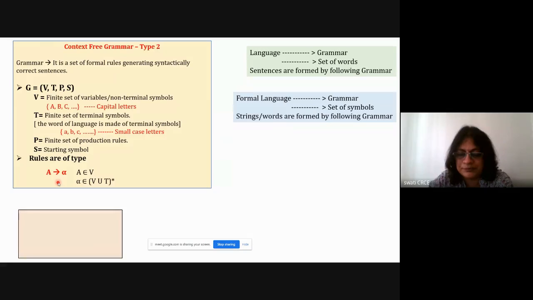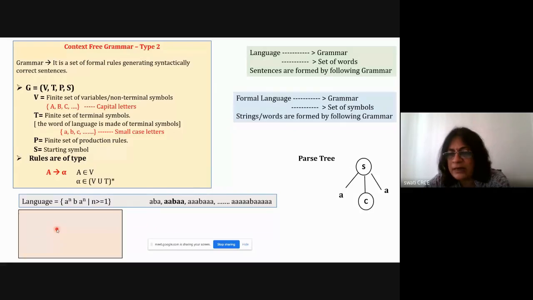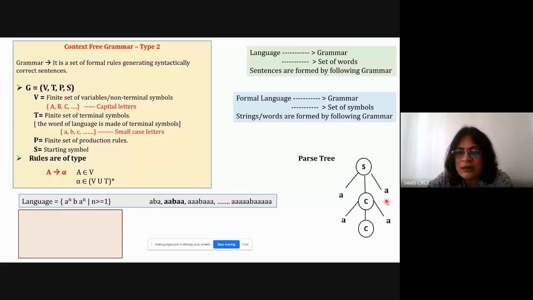We have seen this example: a raised to n, b, a raised to n, where the number of a's is the same on both sides, and we can have a parse tree like this. Here we start from the starting symbol S; on the left hand side one a is generated, and at the same time the right hand side a should be generated, and repeat the process. You can stop the recursion by the variable B, and then define the grammar like this: S equals a S a, and to stop the recursion we can say that S equals b.